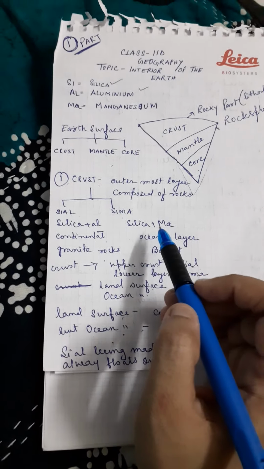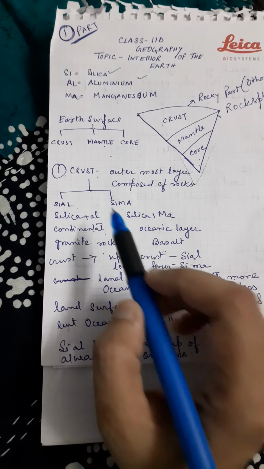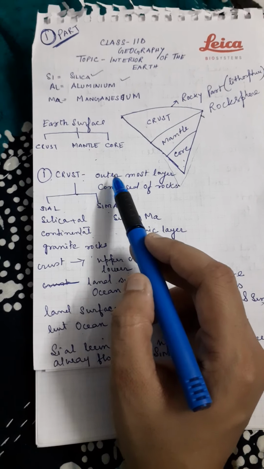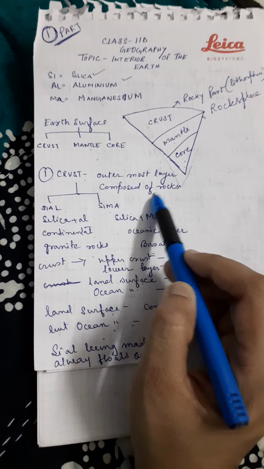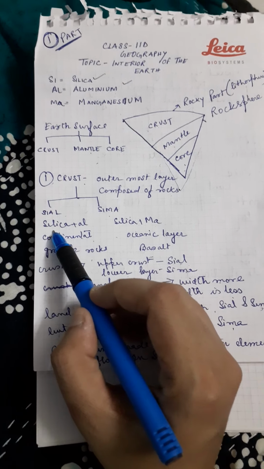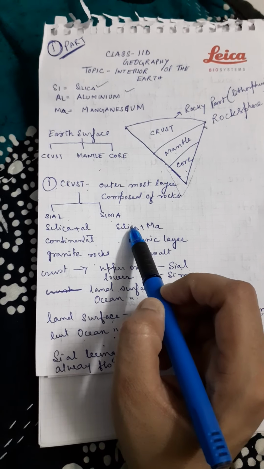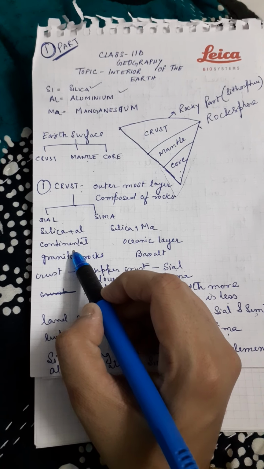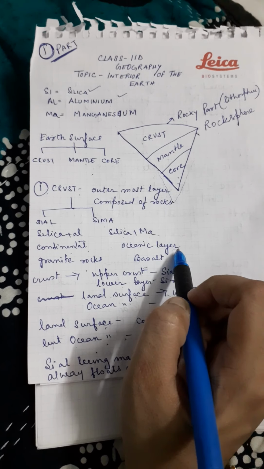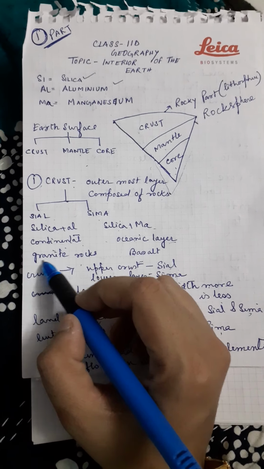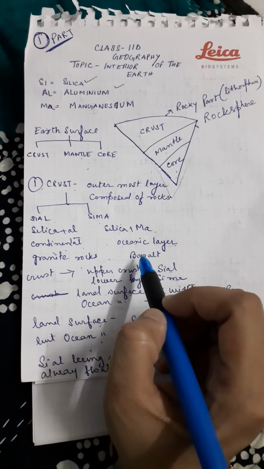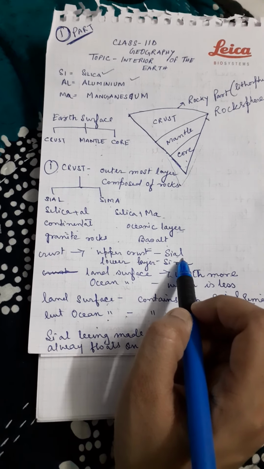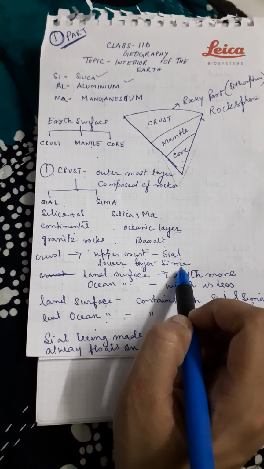Crust is divided into two parts, Sial and Sima. As I already mentioned, crust means the outermost layer and is composed of rocks. Sial is silica and aluminium, whereas Sima is silica and magnesium. Sial is the continental layer, whereas Sima is the oceanic layer. Sial is made up of granite rocks, whereas Sima is made up of basalt. The upper crust is made up of Sial and the lower layer is Sima.